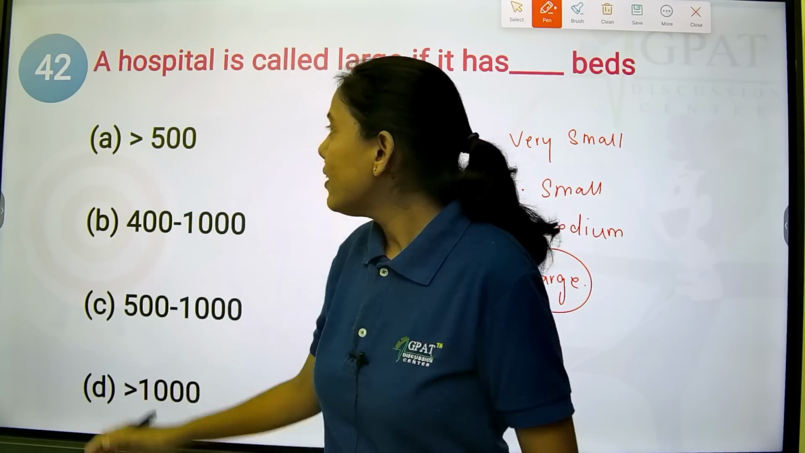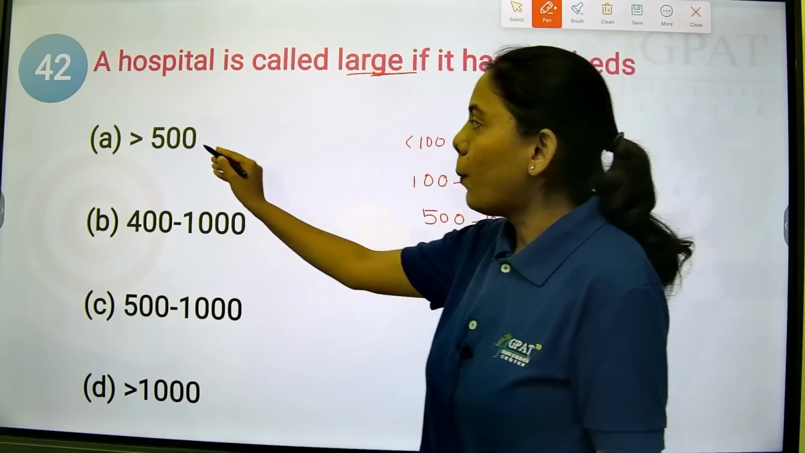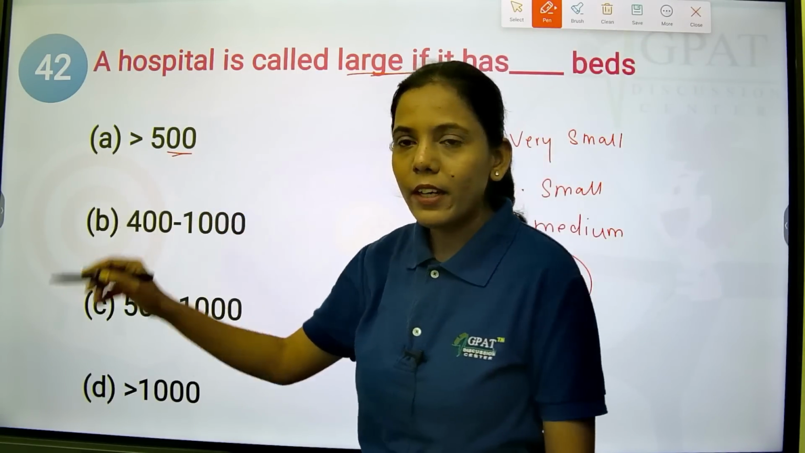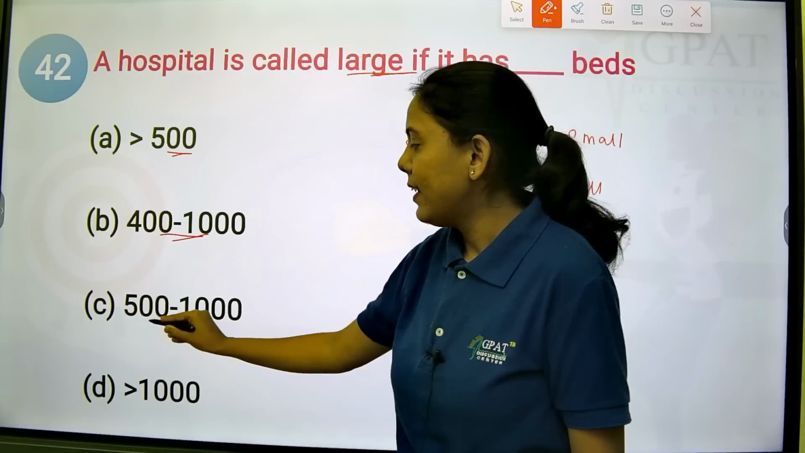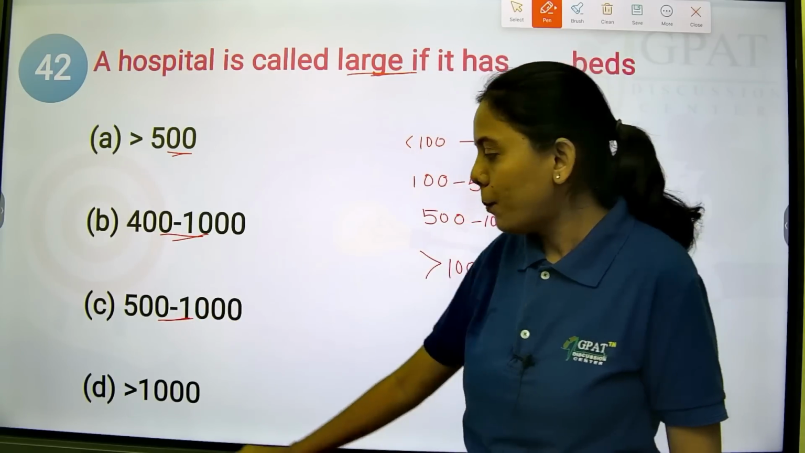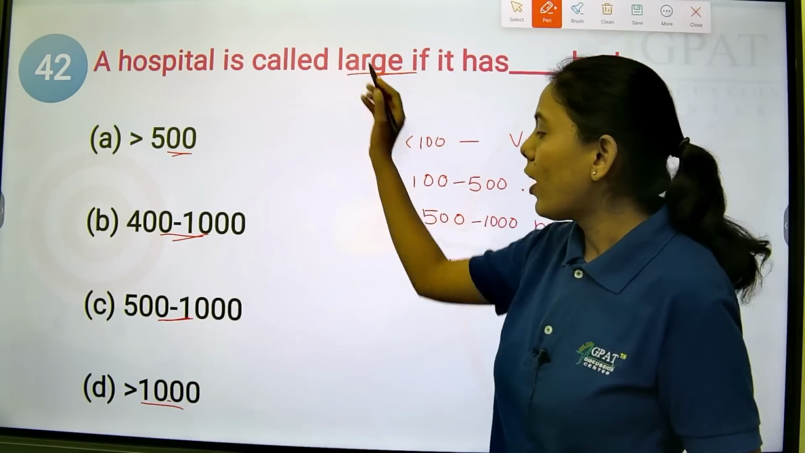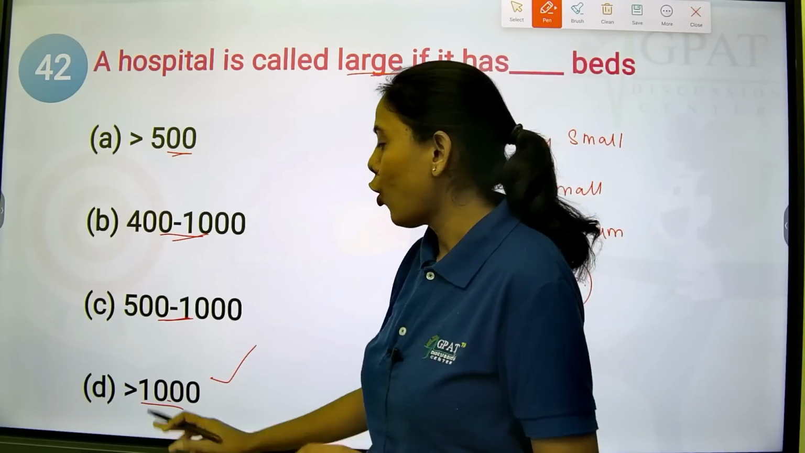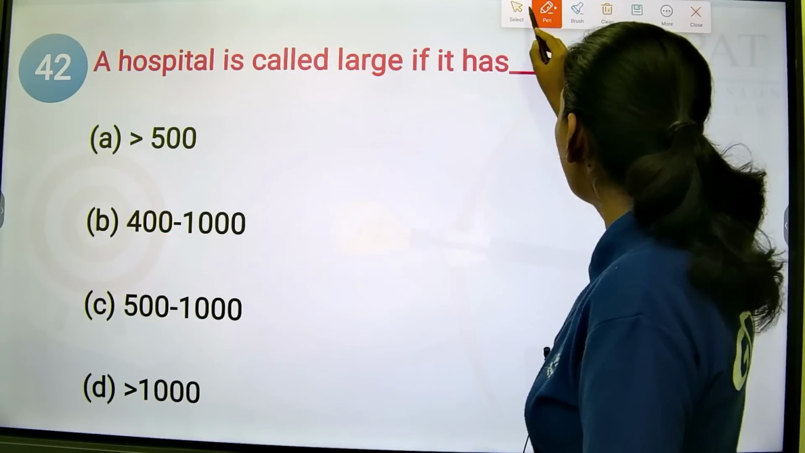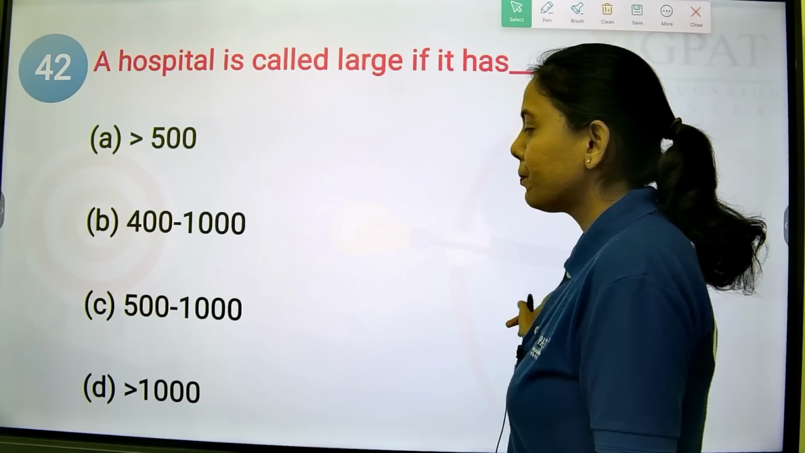In this case, they have asked us about the large hospital. Option A is more than 500. Option B is 400 to 1000. Option C is 500 to 1000. Option D is more than 1000. So for large hospitals, the bed size is greater than 1000. So option D is the right answer.